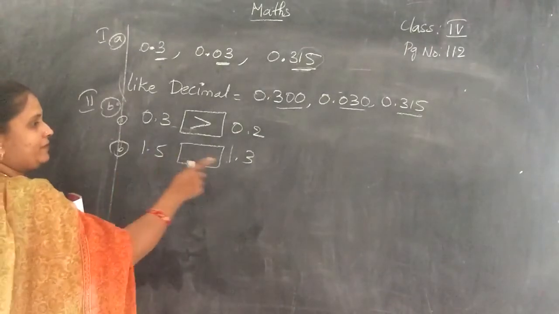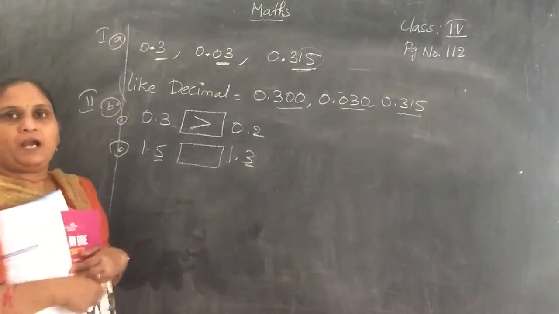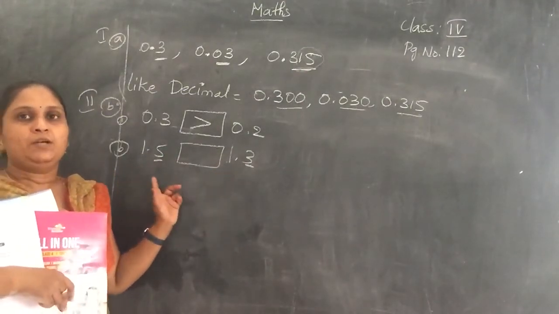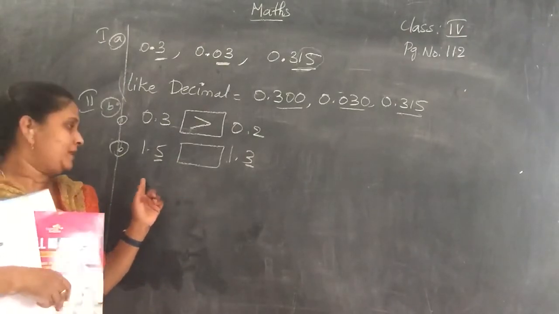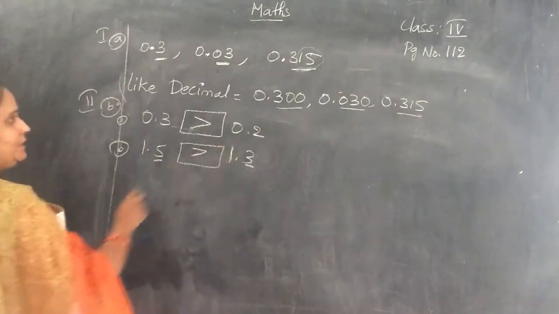Next 1.5, 1.3. Here it will be 5 and here it will be 3. The whole numbers are same, only in the decimal part is there a variation. So which number is big here? 5 is big. So 1.5 is greater than 1.3.